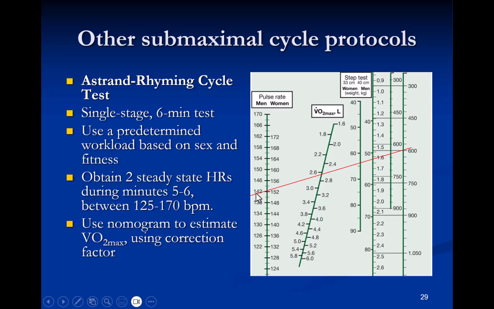So, for instance, in this case for women, if their heart rate during that test was 152 and their workload was 600, maybe you see that right here, you just draw this line across, and then this would be their estimated VO2 max. And this is in absolute units. Notice that it's in liters per minute. So we could easily convert that to relative units by using their body weight.